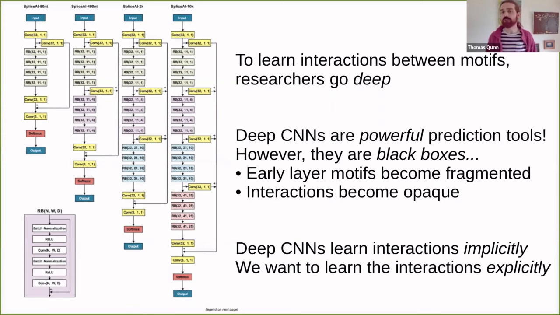When you use deep neural networks, what happens is that the early layer motifs, those filters which represent the RNA motifs or the DNA motifs, become fragmented and the motifs are no longer coherent. And the interactions, if they are captured, are completely opaque. They're buried inside of the neural network and we can't know what those interactions are. So while deep CNNs learn interactions implicitly, what I want is a model that can learn those interactions explicitly, including the context dependence or distance dependence aspect.